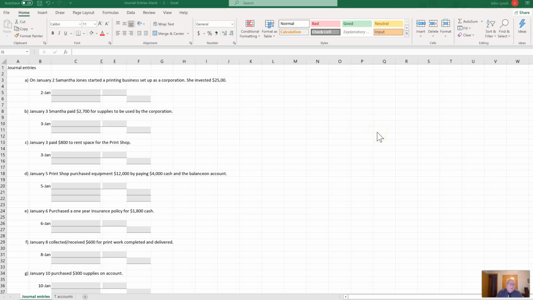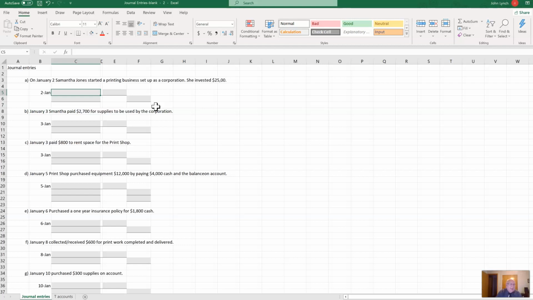Okay, we're going to continue on with journal entries, and on this one we're actually going to do the journal entries, and the next slide we'll probably post them into the T accounts. And if you notice the T accounts tab at the bottom here, it says T accounts. When we're ready for that, you just click on that. But first we've got to do this one. Okay, so this is an example.